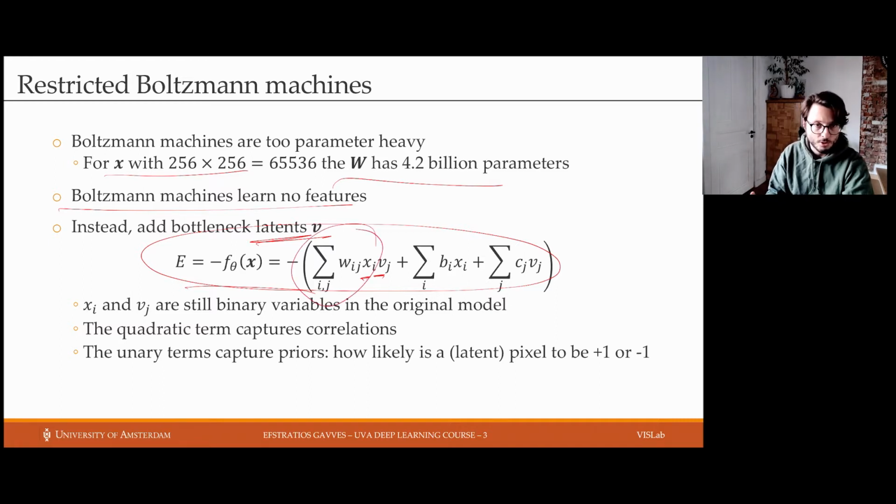This quadratic term therefore captures correlations between our latent features and our inputs. The two unary terms can be viewed as capturing priors on our inputs and on our latent values. So basically, how much should the prior information, whether a pixel is 1 or -1, influence the final state of our neural network.